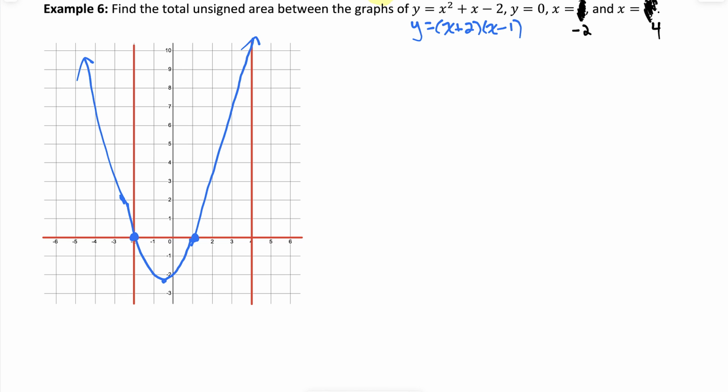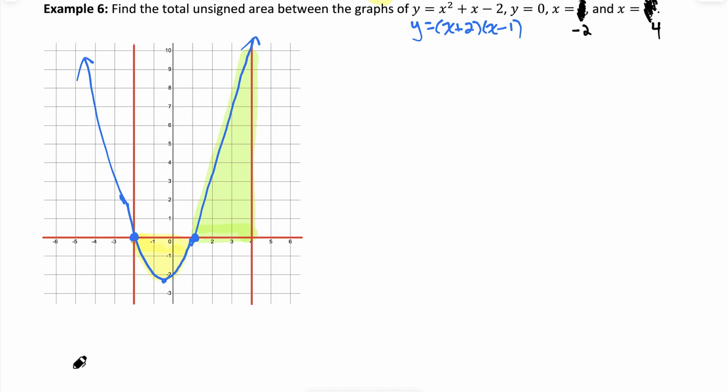I don't know how accurate that was, but it'll give me a good idea of what I'm finding here. When I find the total unsigned area, I know that between 0 and 1, I'm going to be getting a negative area. But between 1 and 4, I'm going to be getting an area that's above the x-axis, so I'm going to be getting a positive area. And what I want is to add the absolute value of those areas together.